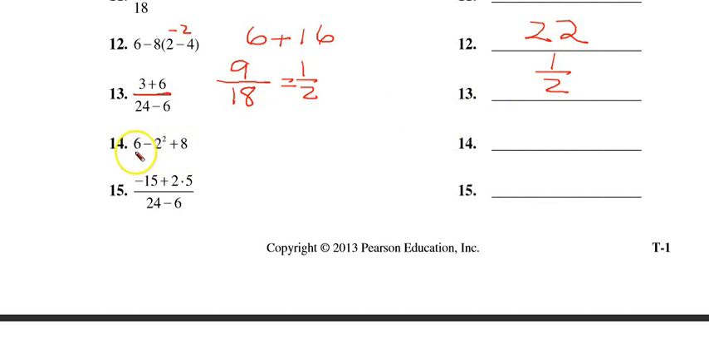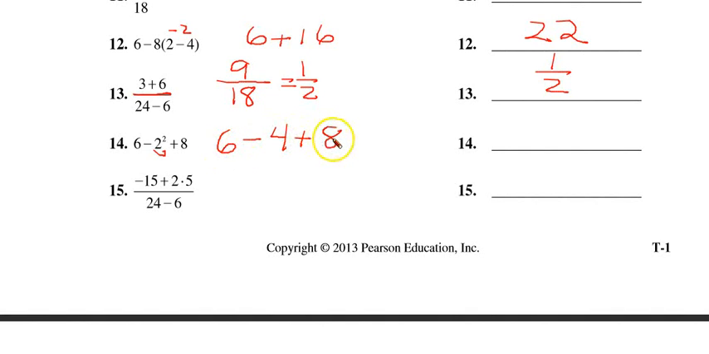Now here we have to raise the exponent first. So this is going to be 6 minus. Now the base is 2, not a negative 2. It's just the 2. That's the base. So this becomes a 4 plus 8. And we know we can do this a couple of ways.